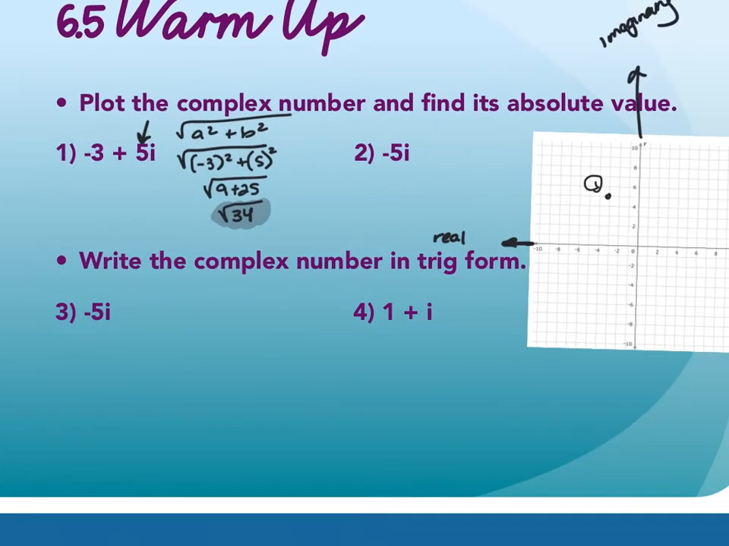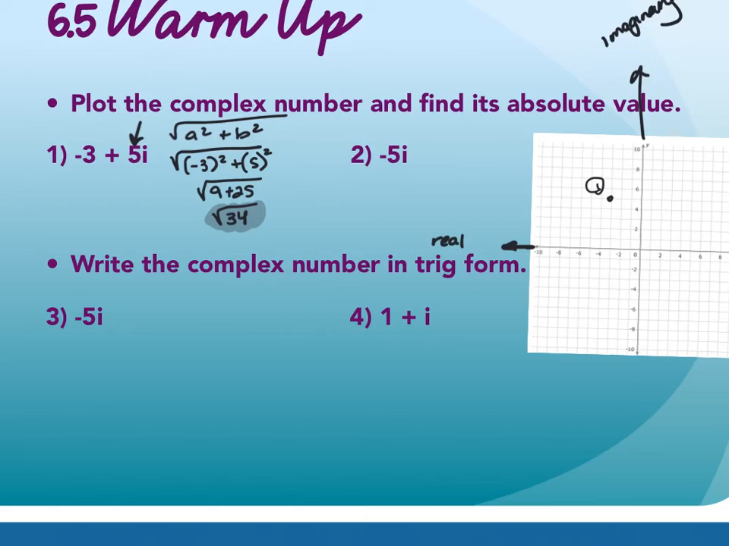2 is -5i, so this would be 0, -5. So I'm going to just go down 5, plot my point. This would be 2. And then I would get the square root of 0 squared plus negative 5 squared, square root of 25, which goes back to 5, which should make sense if I connected that point. That vertical line would be 5 units long. Easy stuff, right? Questions so far?